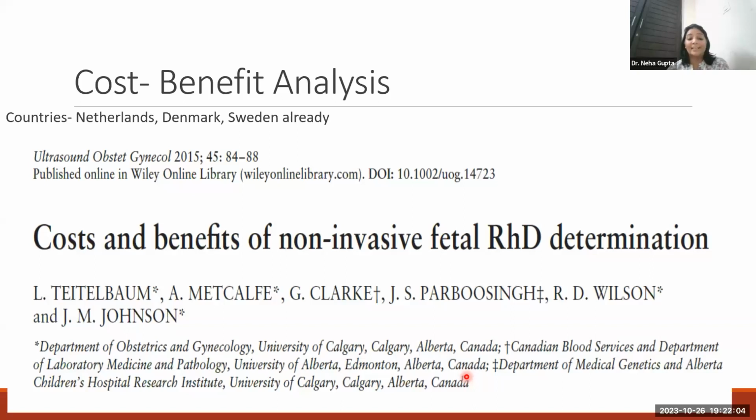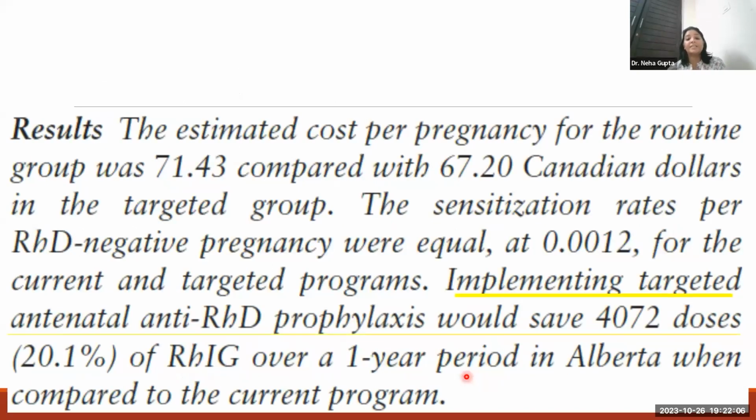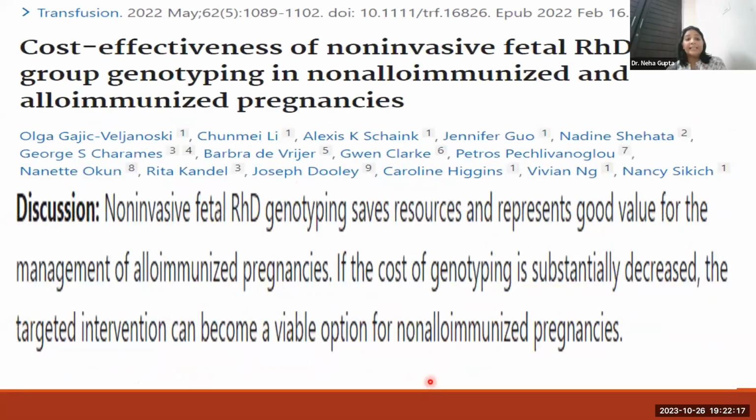This is from Canada, where they said that if it is implemented, they would be saving about 4,000 doses of anti-D over a period of 1 year. Similarly, a study in Canada in 2022 said that non-invasive fetal RhD genotyping saves resources and represents good value for the management of isoimmunized pregnancies. And if the cost of the test is substantially decreased, then it can become a viable option for non-immunized pregnancies.